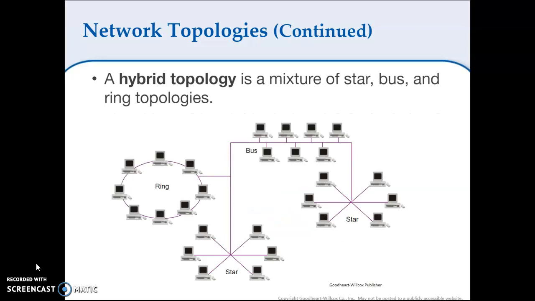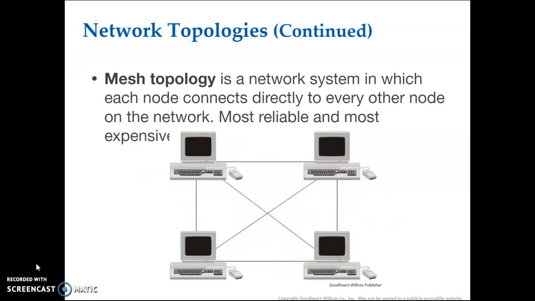Now, a hybrid topology is a mixture of the star, bus, and the ring into one. So a hybrid might be a network consisting of a star, a bus, another star, and even a ring. And if any of these different topologies are used in one particular network, you have now created a hybrid topology. A mesh topology is a network system in which each node connects directly to each other node on the network. This is the most reliable, but it is also the most expensive.